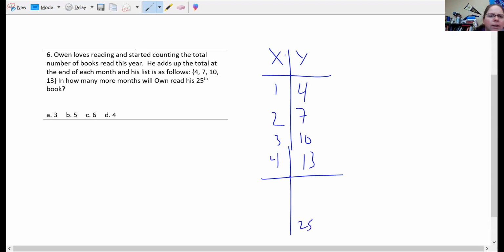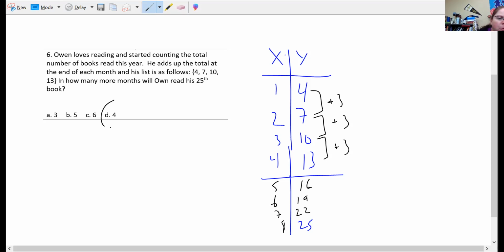Well, we take a look at this, what's going on. 4 to 7, we added 3. 7 to 10, added 3. 10 to 13, added 3. So we keep adding 3. So we could keep adding 3 till we get to 25. Which gets us to the 8th month, which is 4 more months.